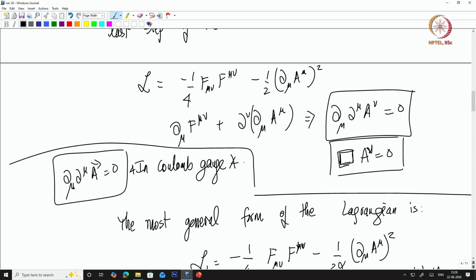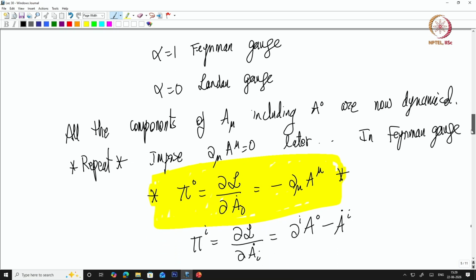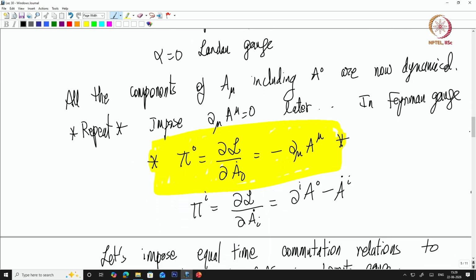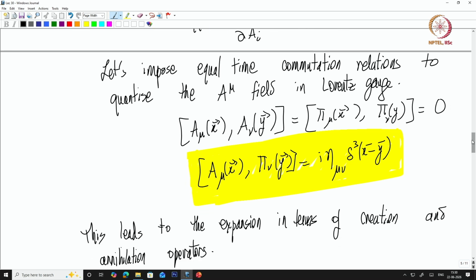Now, box A nu equal to 0 makes all the fields dynamical. In fact, you have pi 0 not equal to 0, which is given in terms of del mu A mu. And you have pi i, which comes from the F mu nu squared term, given by del i A 0 and A i dot.